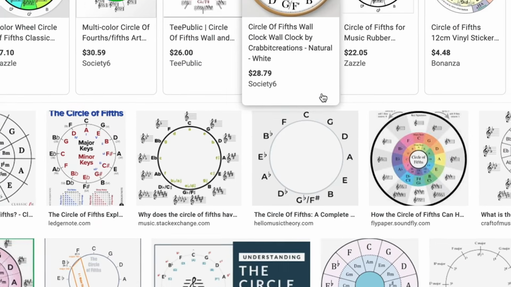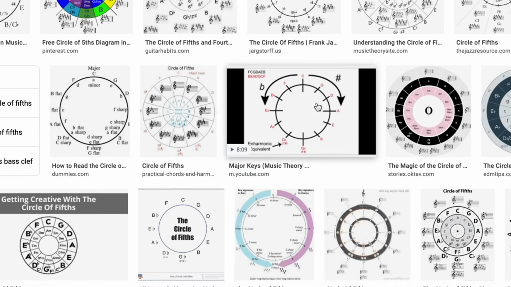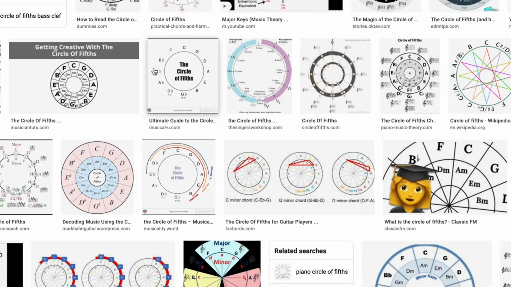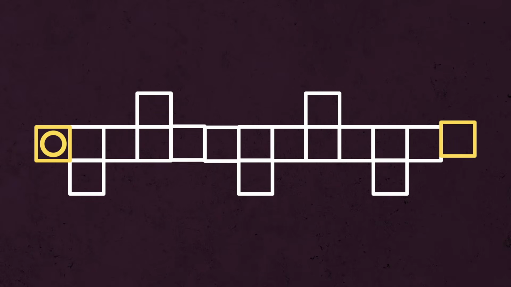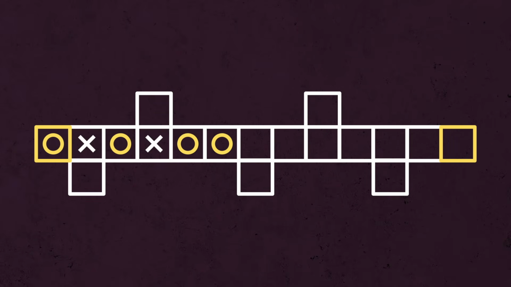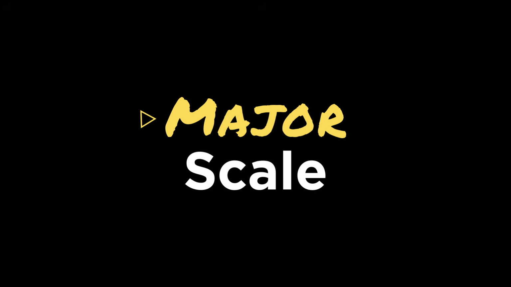By the end of this video, you're going to understand the circle of fifths. That's a promise. But before we get there, know this. Most all of music theory is based on this one very simple pattern. Skip, skip, don't skip, skip, skip, skip, don't. This is the underlying pattern of a major scale.